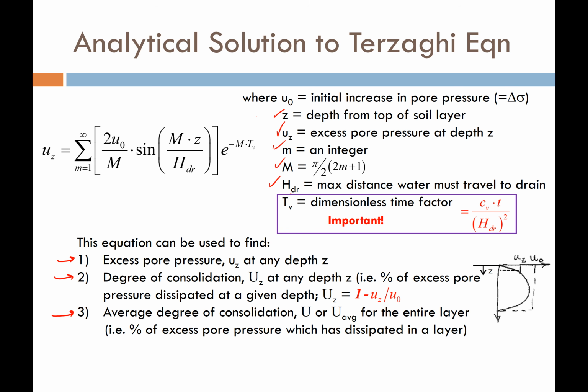Now the average degree of consolidation is going to be the average degree for the entire layer. So look, this is important to understand. I've introduced to you a bunch of different U's. There's U naught, there's U sub Z, there's big U sub Z, and then there's U average. And we can get all of these from Terzaghi's equation.